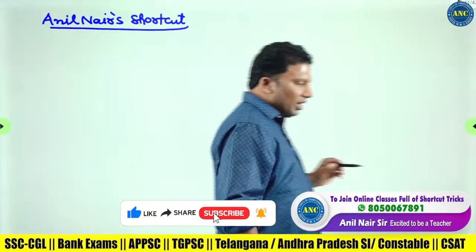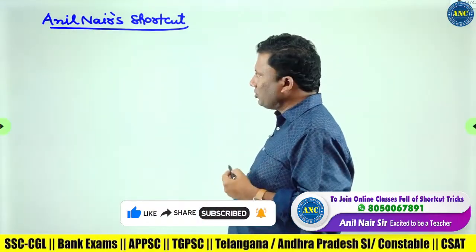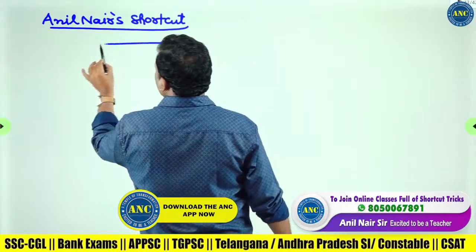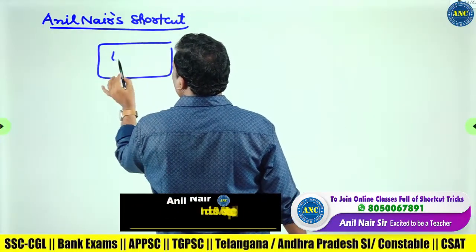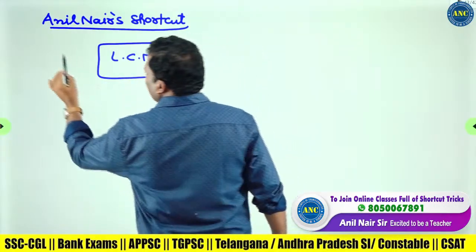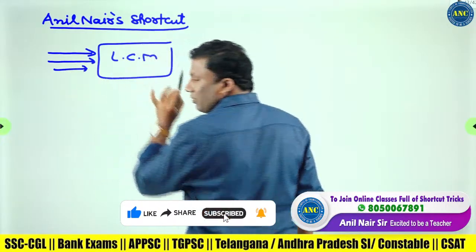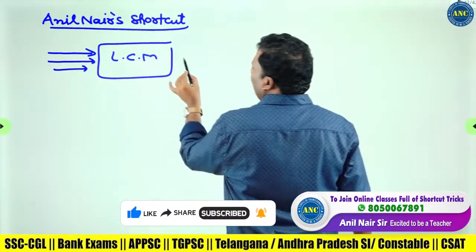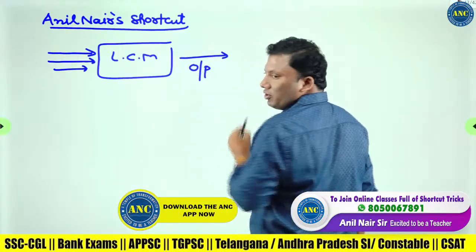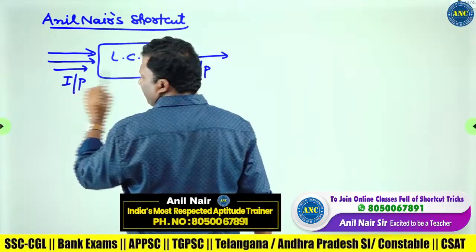I derived it, not created. When you solve 100 problems, you will find an approach. Now see here, listen carefully. There is a box. The name of the box is LCM. You are giving some inputs to this box. Some operation is performed and it will give an output. Let me call it OP, output, and input I call IP.